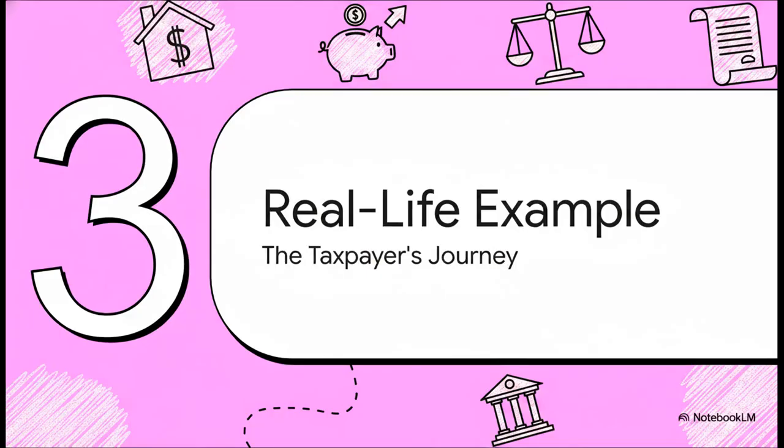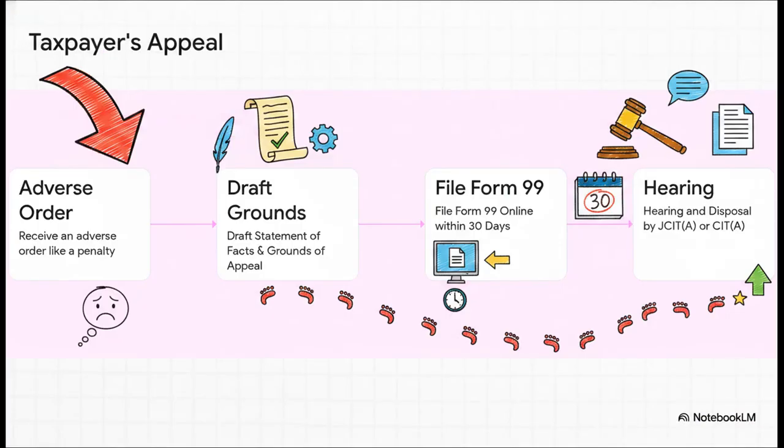Section 3. Real-life taxation example. Let's walk through how this actually plays out in the real world. Say a business owner receives an adverse penalty order from an assessing officer. What's the exact step-by-step journey? First, well, you receive the order.